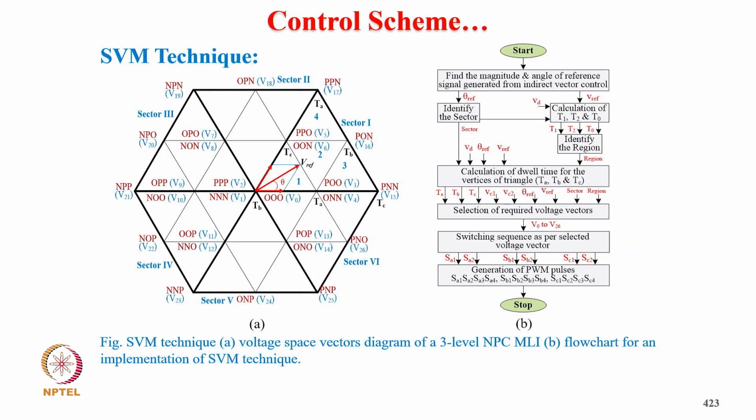Then we identify the region, and we have as inputs the sector, Vd, theta reference, and V reference, followed by calculation of the dwell time for the vertices of the triangle, that is TA, TB, TC. From these TA, TB, TC we select the required phase vector, V6 to V26, as shown in the diagram, and then the switching sequence as per the selected voltage vector, SA1, SA2, SB1, SB2, SC1, SC2, and generation of PWM signal pulses for all the 12 devices.